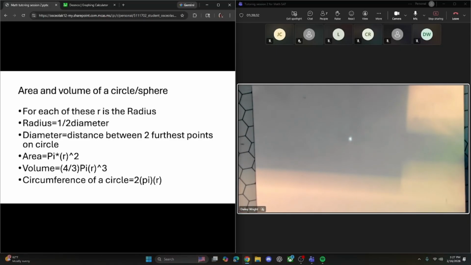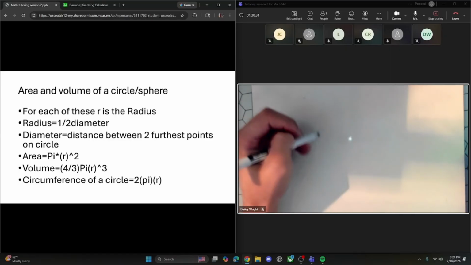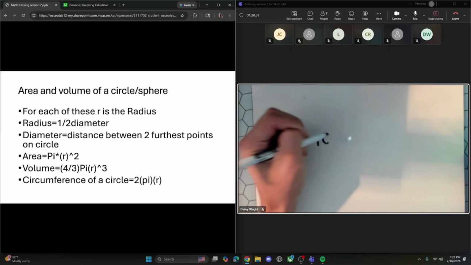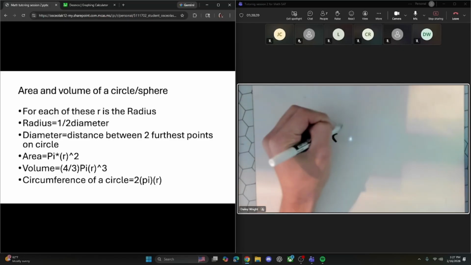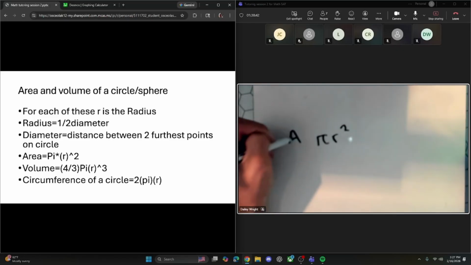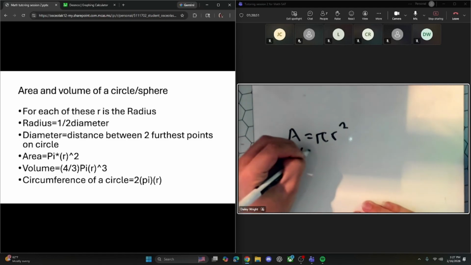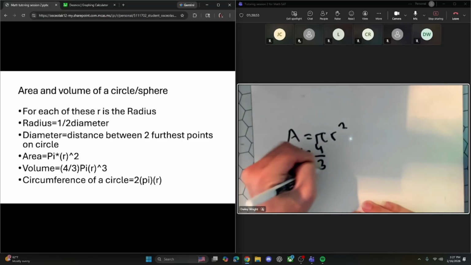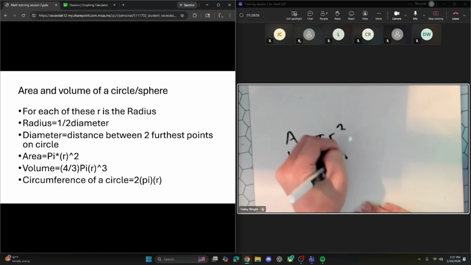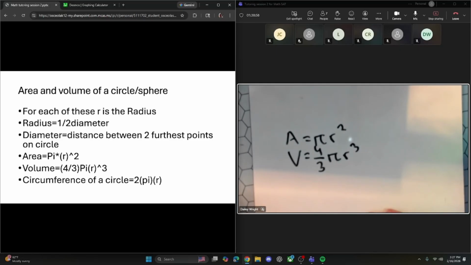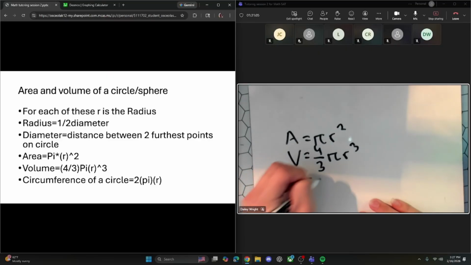The area of a circle is pi r squared. I'm going to write this out because it's going to be easier to look at. So area equals pi r squared. Volume equals 4/3 pi r cubed. And then circumference of a circle is 2 pi r, and I'll explain to you what that circumference means.